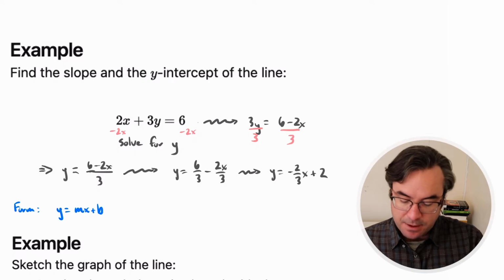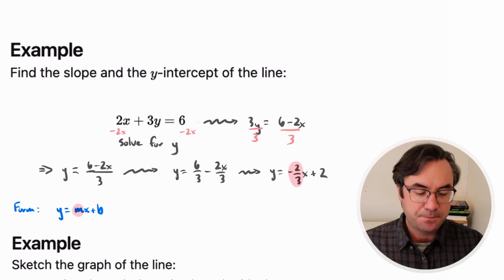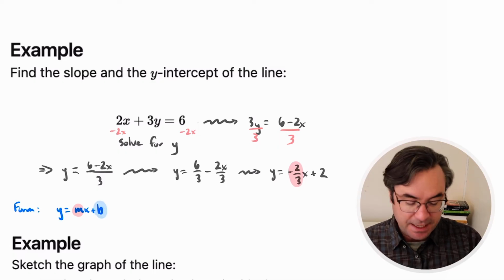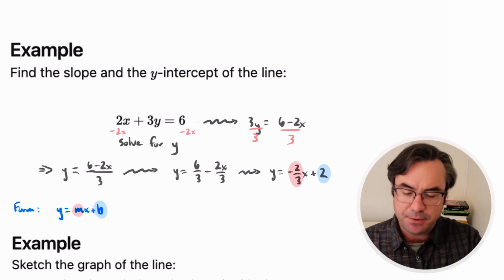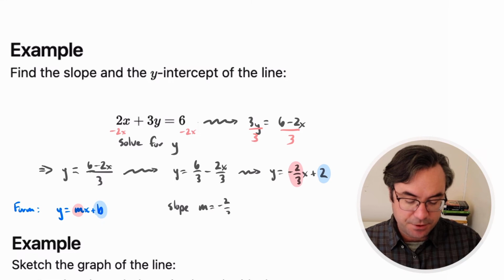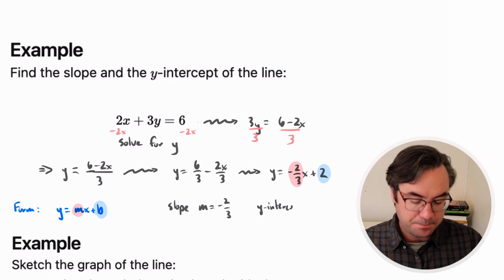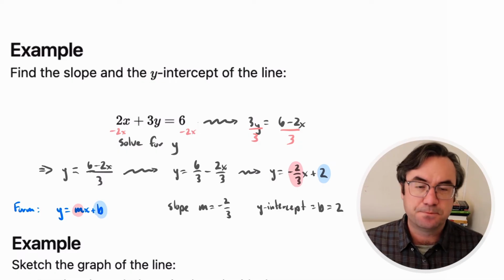So m, the slope, is the number in front of the x, and our y-intercept is the number that's all by itself. So we just match things up. So now we can see slope m is equal to negative 2/3, and y-intercept b is equal to 2.